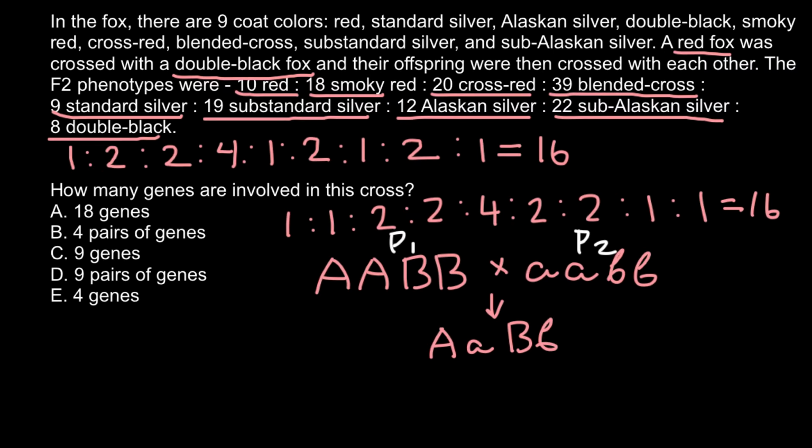And according to our problem, once again, red fox were crossed with double black fox, and their offspring were then crossed with each other. So this is the offspring, and this offspring were crossed with each other. Because all the offspring of the F1 generation has the same genotype, that means that we have to cross the same genotype. So F1 among each other.